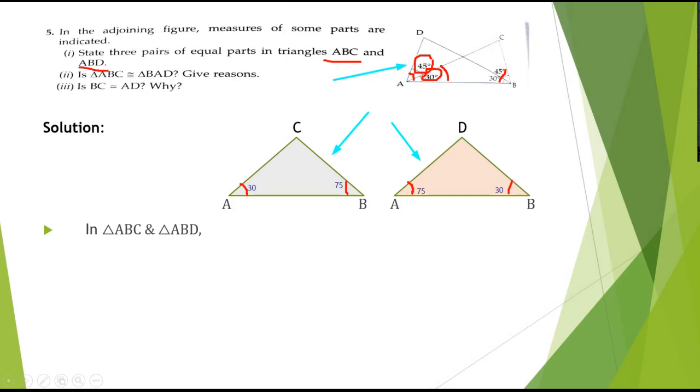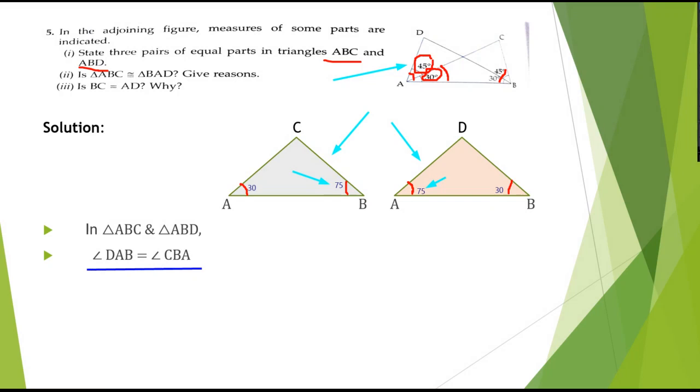So in triangle ABC and triangle ABD, now we have angle DAB. DAB is which angle? This angle, that is 75, is equal to angle CBA. This angle CBA is also 75. So that is how these two are equal. Angle DAB equal to angle CBA because both are 75 degrees each.